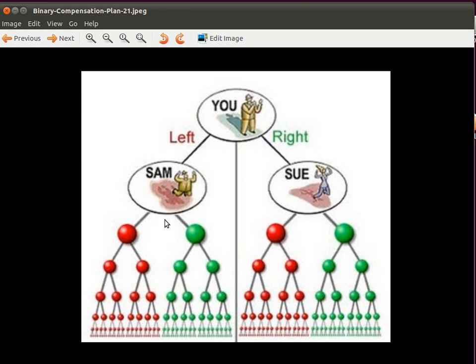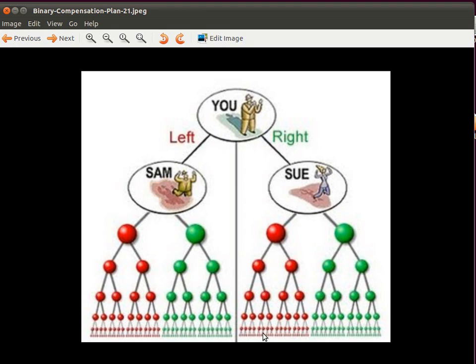Now, these people do not have to be sponsored by you. You could sponsor Sam, and he sponsors these 2 people. Now you have 3 people in your left leg. You sponsor Sue, and Sue sponsors 1, 2, 3, 4, 5 people. So you have these 5 people plus Sue, that makes 6. You have 6 in one leg, 3 in the other. You earn $15. Now then, let's say this person here sponsors 1, 2, 3 people. There's 3 people in that leg, and this person here sponsors 6 people. 1, 2, 3, 4, 5, 6.